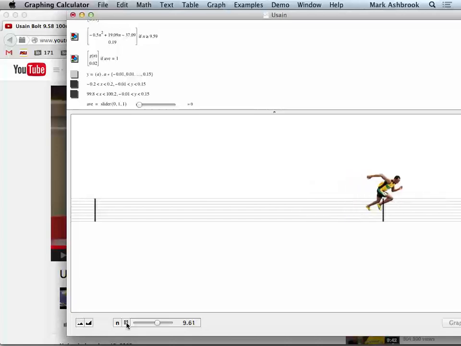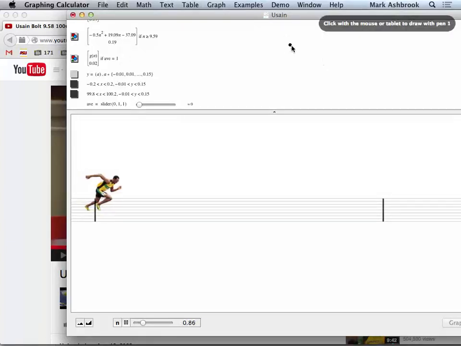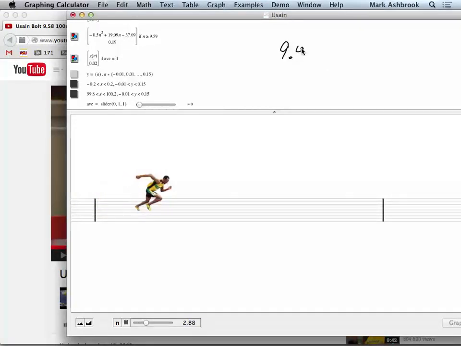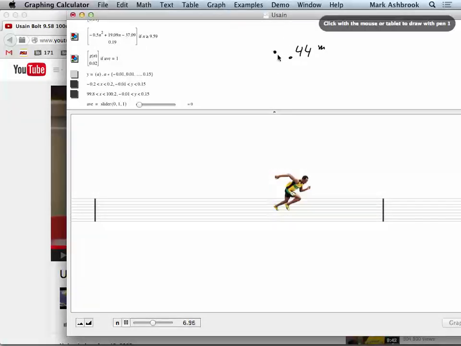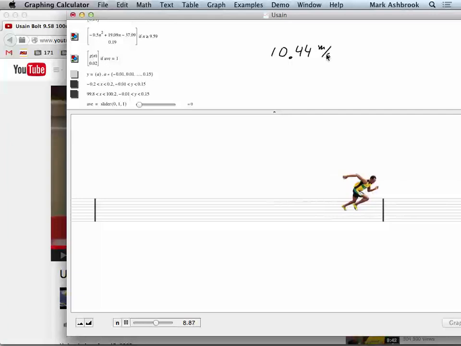So I want you to talk to the person next to you and practice explaining. We calculated his average speed as 10.44 meters per second. What does that number mean relative to his race? Practice explaining that. What does that number mean relative to the race that Usain Bolt ran? Go.